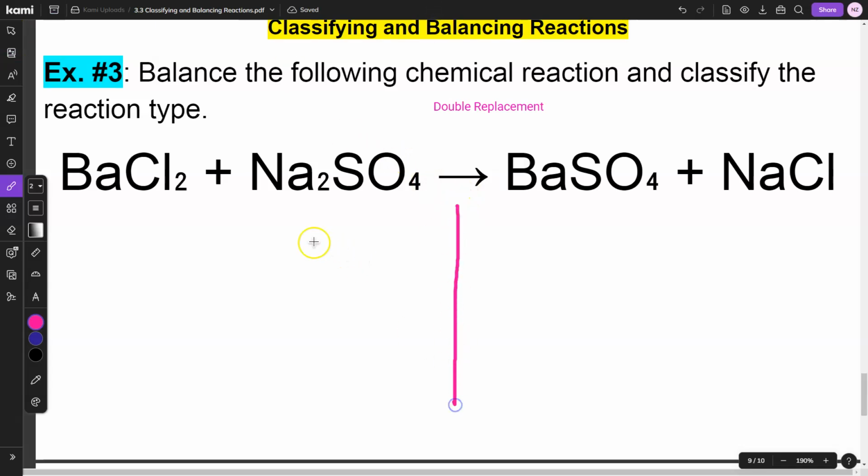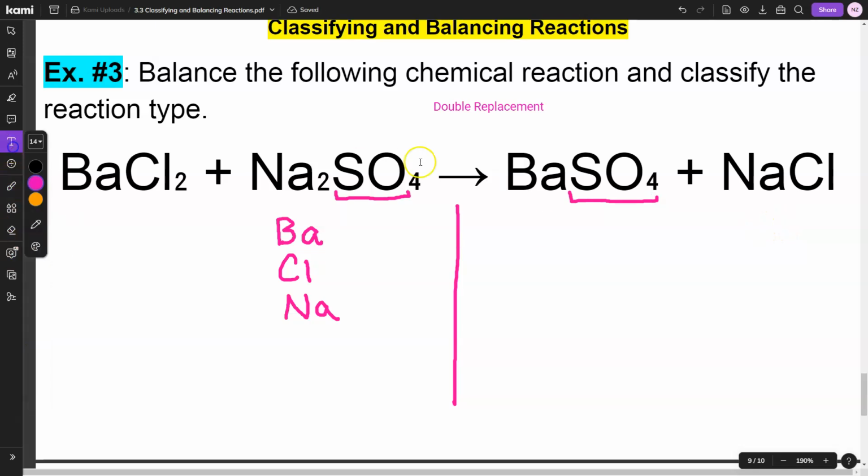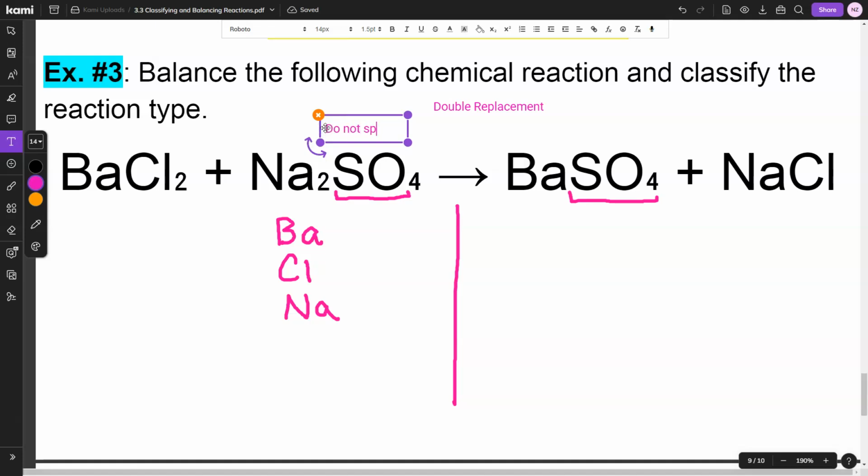Okay, so let's split it in half, and let's make a list of what we have. So on the left-hand side, we have barium and chlorine, sodium, Na. Okay, now, we do not want to split up polyatomics if they exist on both sides. So in this case, sulfate exists on both sides. So we do not have to split it up. So do not split up polyatomics if they exist on both sides.